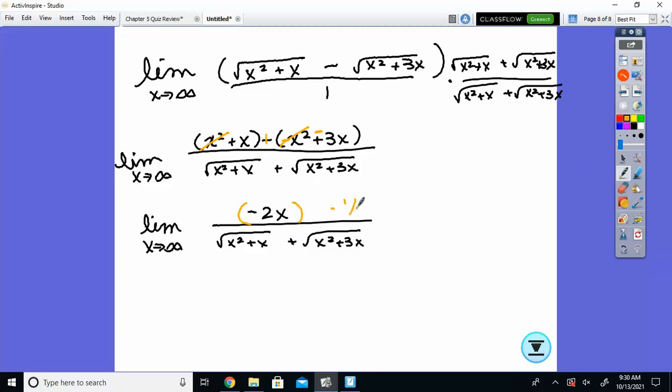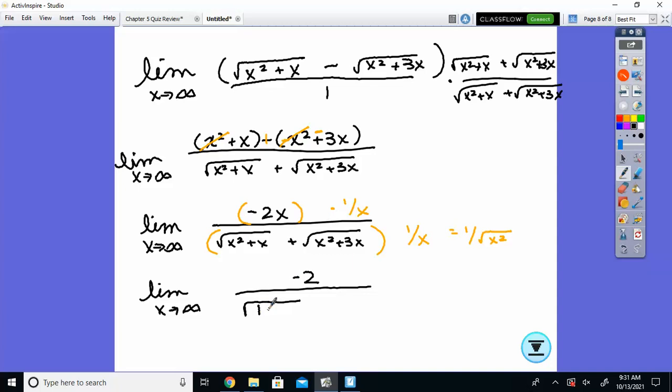So this is just an x, so I need to multiply by 1 over x. Whatever you do on the top, you must do on the bottom. But on the bottom I have radicals. So 1 over x is the same thing as 1 over what? Square root of x squared. So we're multiplying by equivalent things, but on the bottom, since I need to take it under the square root, I'm thinking of it as an x squared. So negative 2x divided by x is negative 2 on the bottom. X squared over x squared is 1. X over x squared is 1 over x. 1 plus 3 over x.